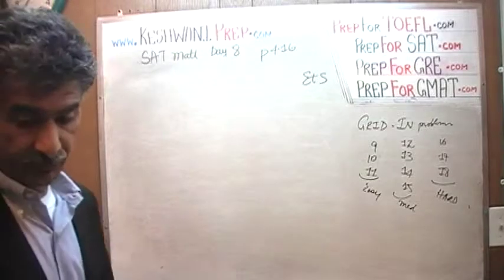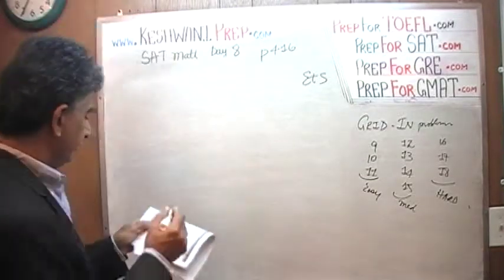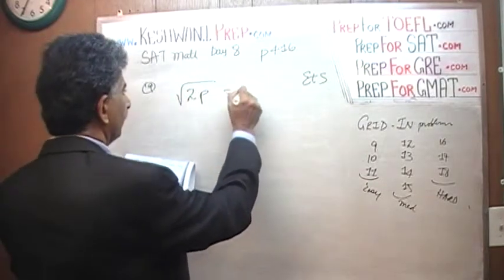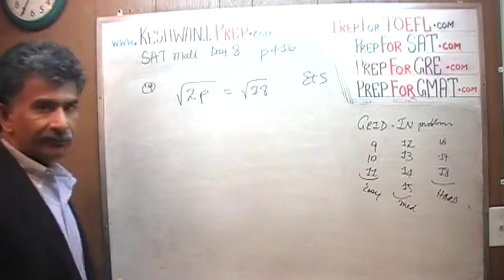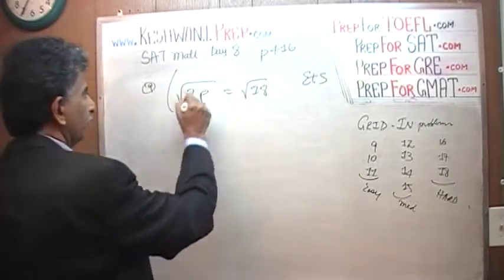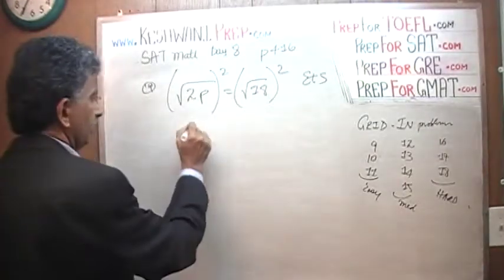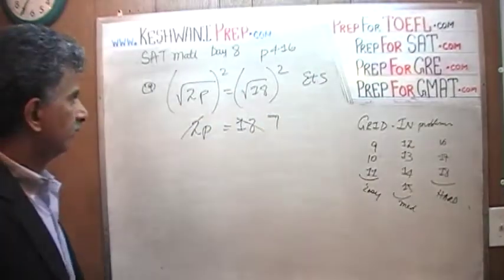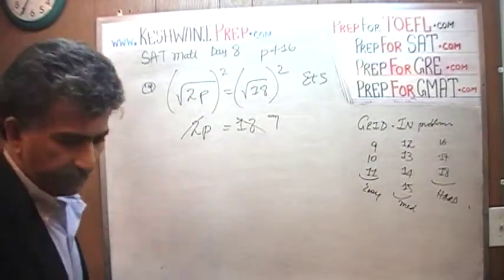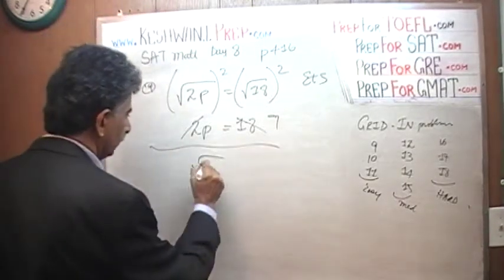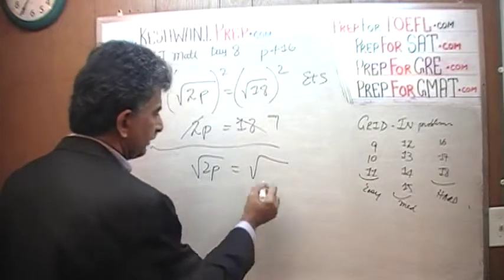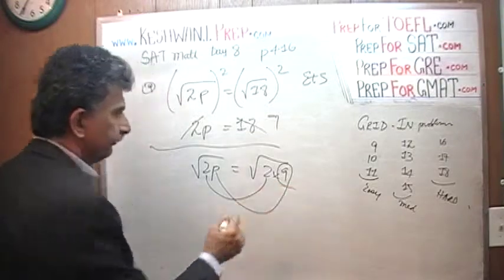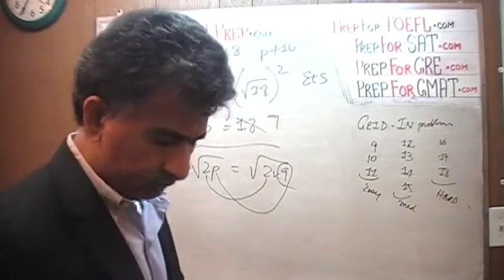First page is called easy because it's very straightforward, as you will see. In number 9, we are told that the square root of 2p equals 18. What's the value of p? There are 2 ways you can go about it. One way is to square both sides, and you will find that 2p equals 18 and therefore p equals 9. That's it, we are done. Another way is this: the square root of 2p is the square root of 18, which can be written as 2 times 9. We have our 2 here, that means p must be 9. That's all.